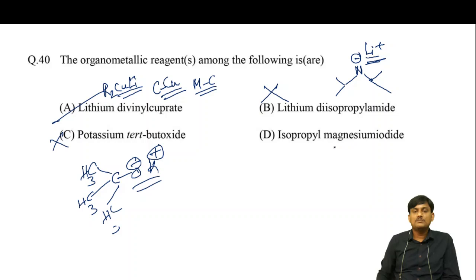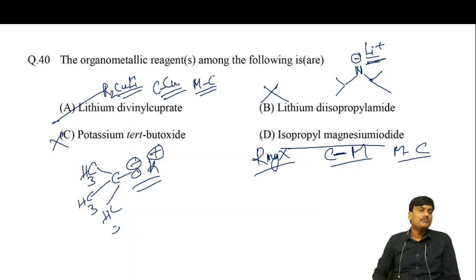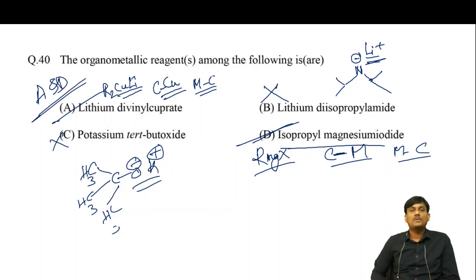Isopropyl magnesium iodide, it's a RMgX type compound, Grignard reagent. Here you have metal carbon bonds, MC bonds. So it is a organometallic compound. So what are the correct options? The organometallic reagents A and D. A and D are the organometallic compounds.